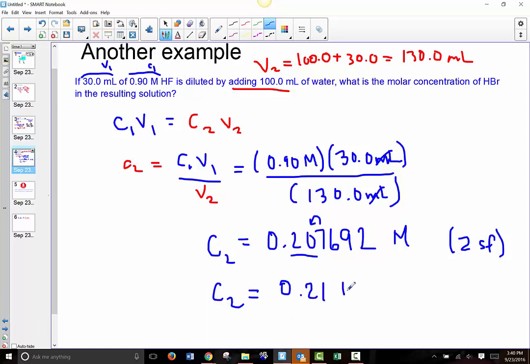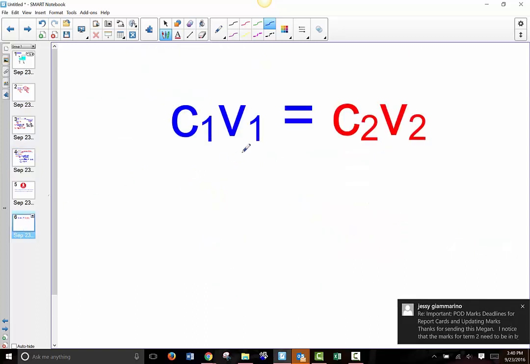Okay, you remember your formula for dilution calculations, and you're going to go ahead and try some of these calculations on your own now. Best of luck.